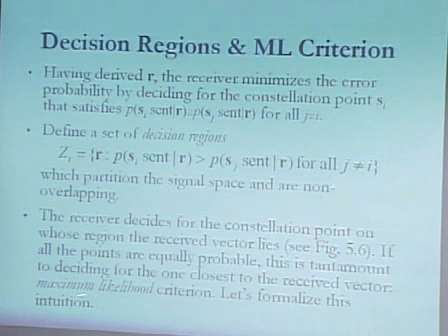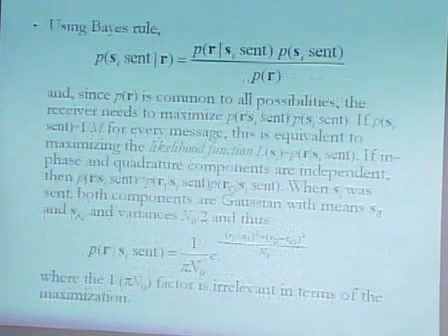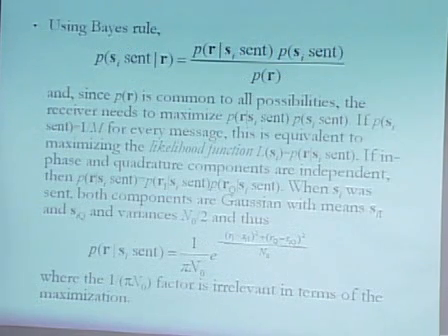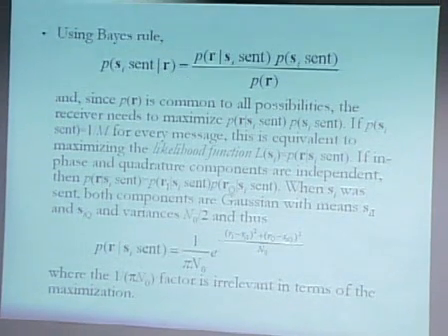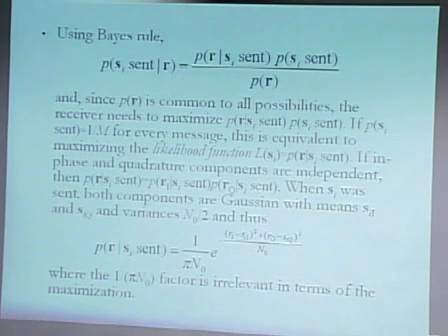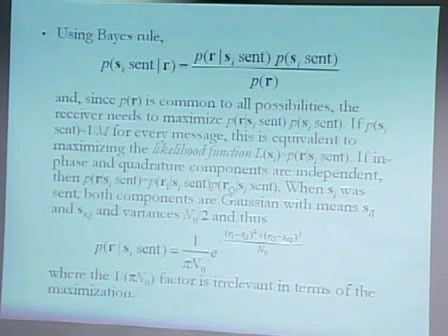And it is equivalent to this optimum a posteriori criterion as long as the points are equiprobable. And I believe we actually showed that rigorously. Remember that we can use Bayes rule to write down the probability that S_i was sent given an observation R, is equal to the probability of the observation R given that S_i was sent, times the probability that S_i was actually sent, divided by the probability of the observation R.